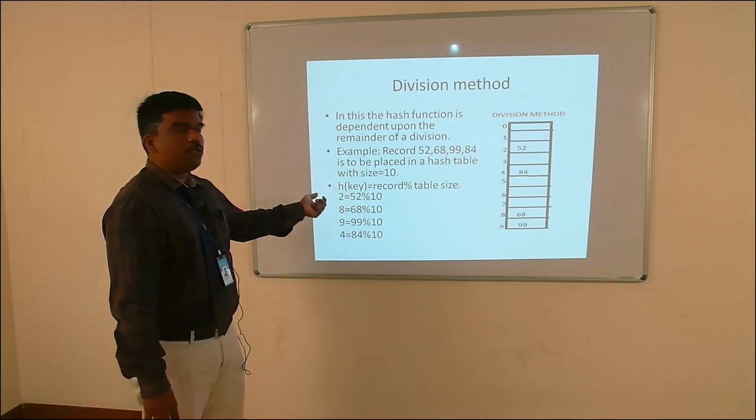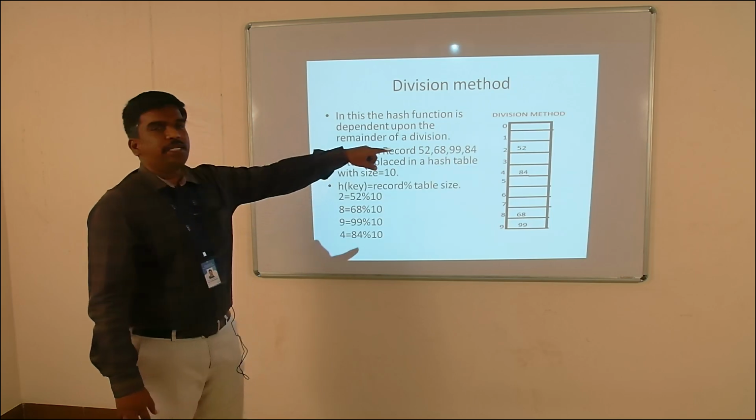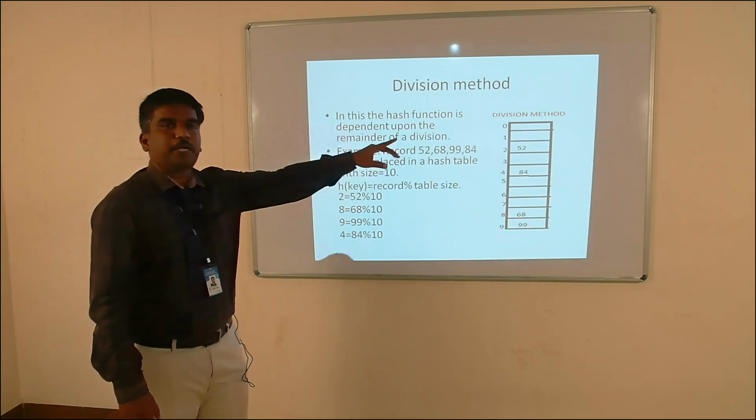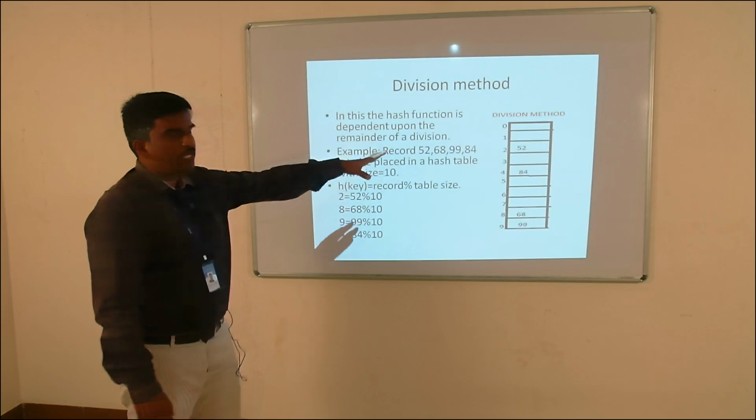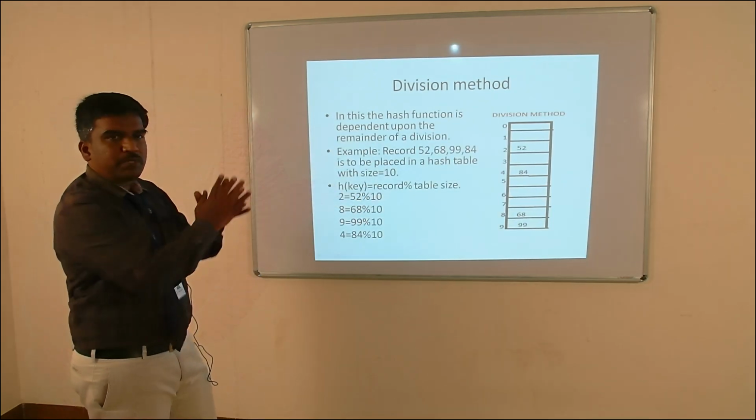We will get a remainder of 2. The 2 will be the index, and the 52 will be stored at that particular index value. Like that, the remaining data will be stored. This is how the division method works.